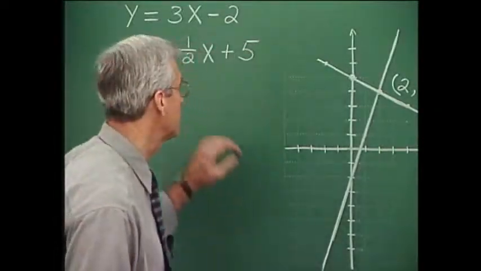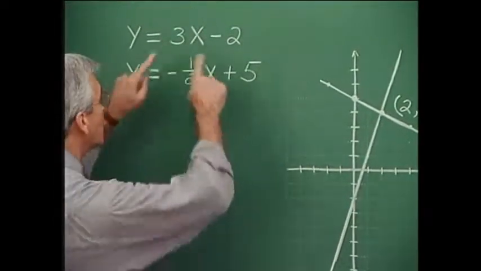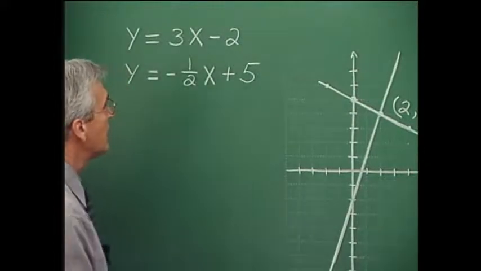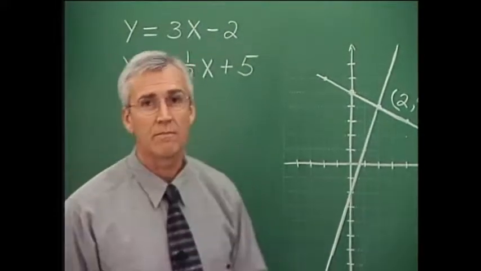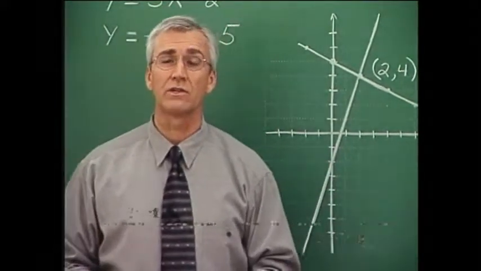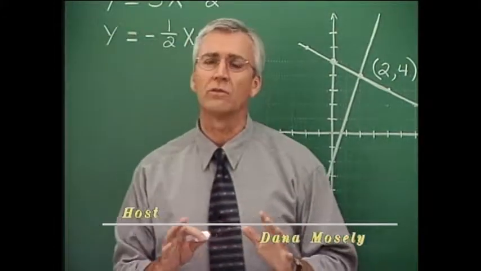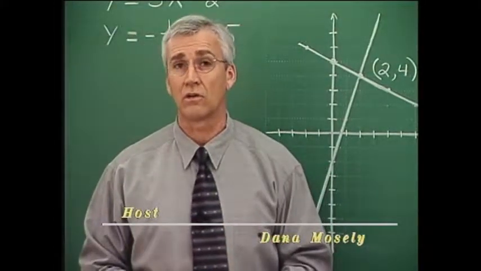This is called a system of equations. Notice it's two equations and they involve two unknowns. In this chapter, we're going to investigate methods of solving systems of equations. And in this first section, we're going to talk about a method of solution called graphing.